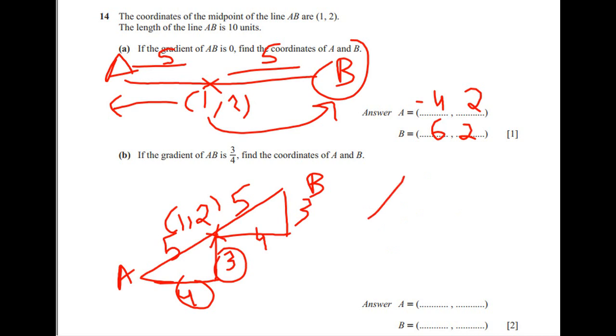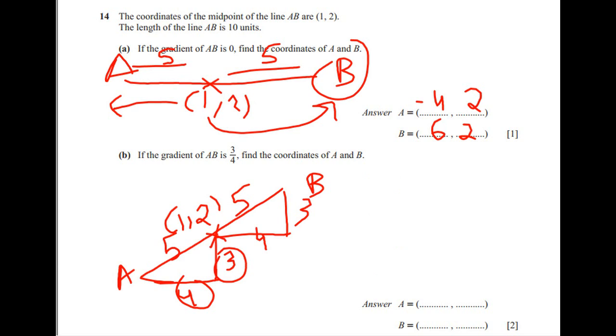When the hypotenuse is 5, we need such lengths over here that would satisfy the Pythagoras theorem. 3 squared plus 4 squared is 25, and the square root of 25 is 5. So the triangles I've made are correct, I've assumed are correct.